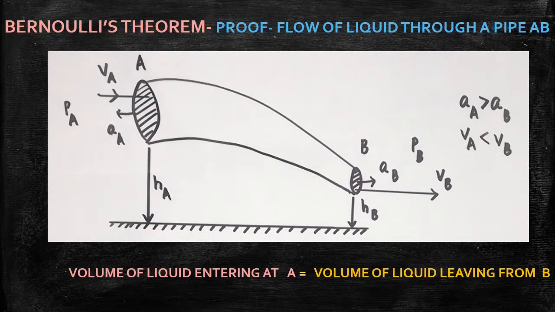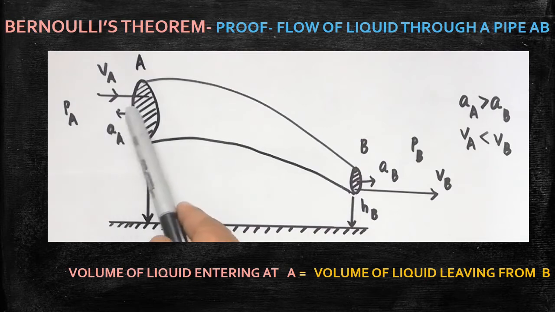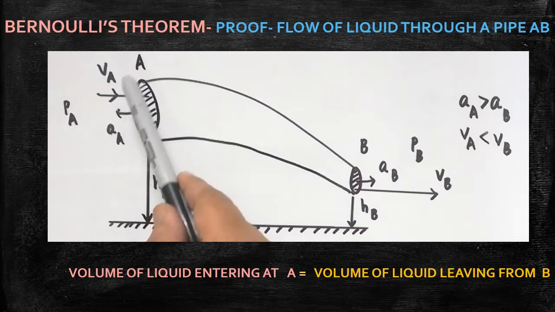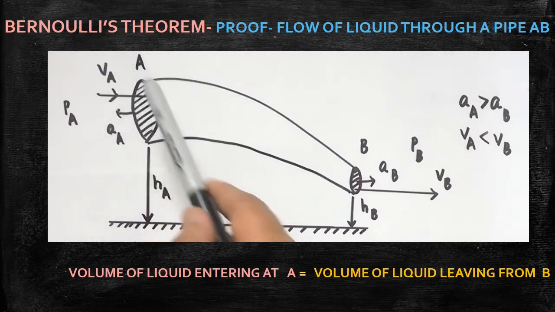Now we are going to derive the proof for Bernoulli's theorem. To derive it, first we have to draw the diagram like this. This diagram shows the flow of the liquid through a pipe AB. Here two ends are there, A end and B end. At A end, the area of cross section is AA. When the liquid enters the pipe, the velocity of the liquid is VA.